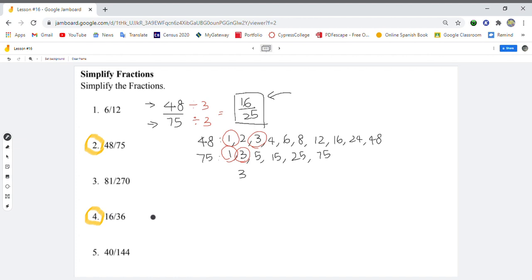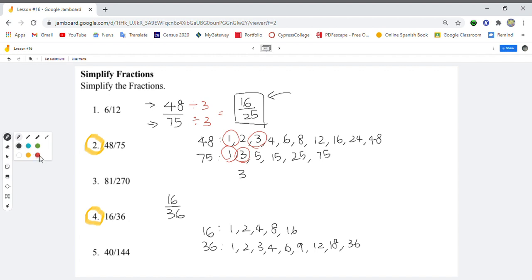Number 4 is 16 over 36. And again, we're going to find the GCF between these two numbers. 16, if we list the factors, will be 1, 2, 4, 8, 16. 36 will be 1, 2, 3, 4, 6, 9, 12, 18, and finally 36.